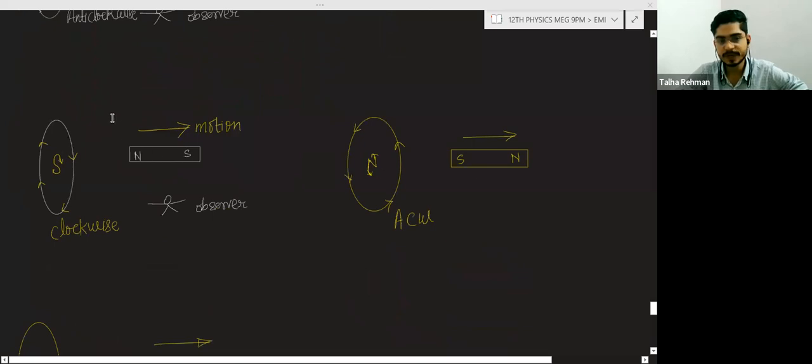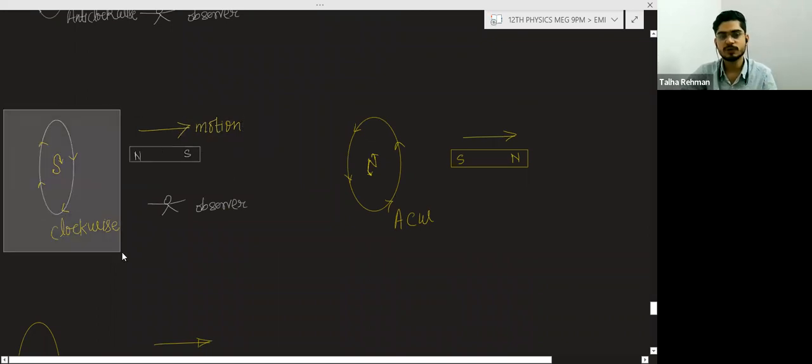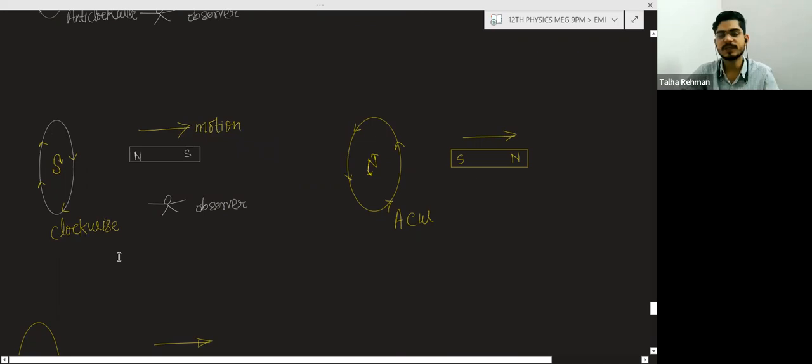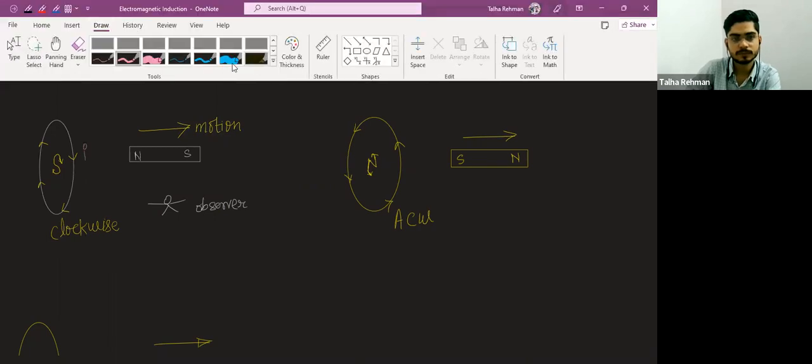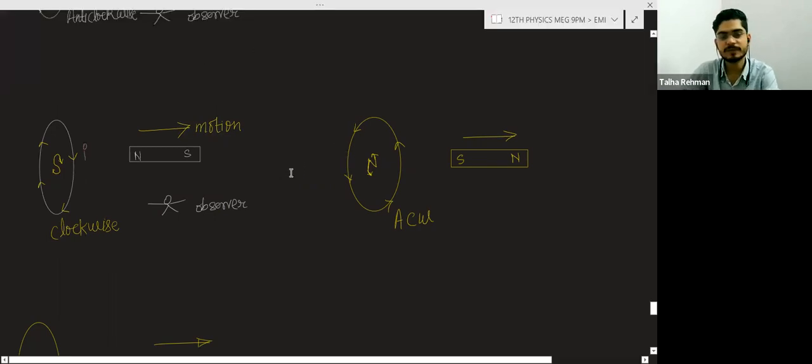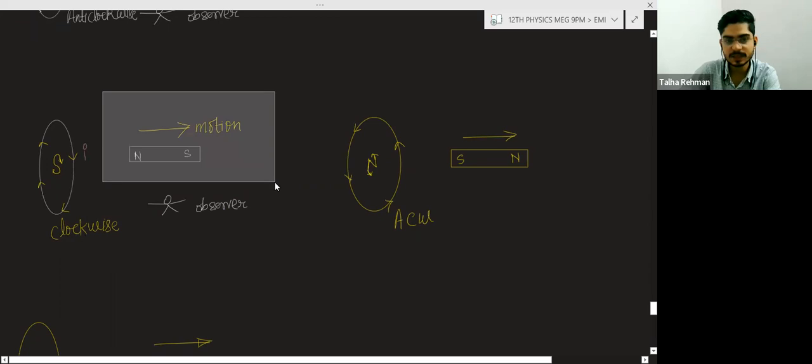What will happen when we take the magnet in this direction, and here is some coil? In which direction will the induced current flow in the coil? You can revise it. This is the magnet and you are taking the magnet in this direction.